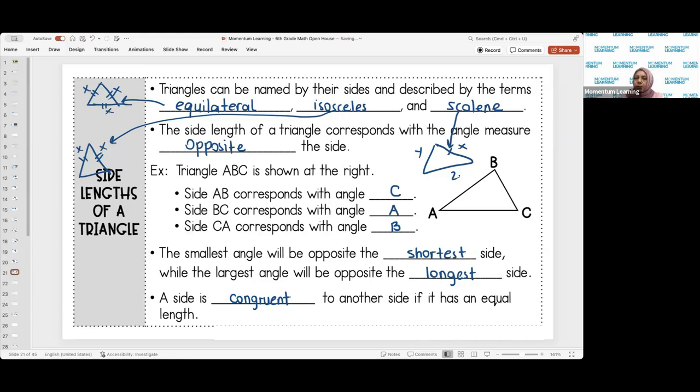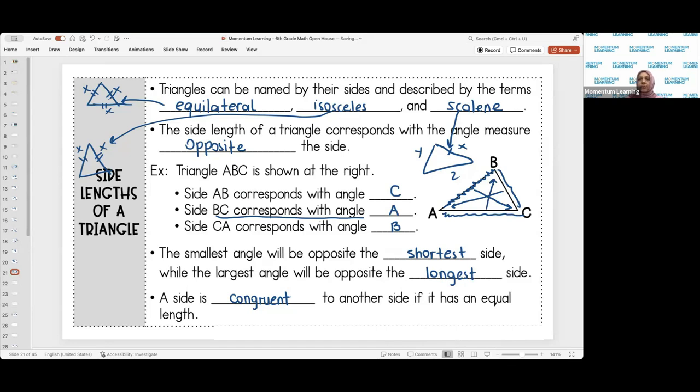Triangle ABC is shown at the right. Side AB corresponds with angle C. So side AB here corresponds with angle C, the opposite angle, sorry. Side BC corresponds with angle A. BC is here, so it corresponds with the opposite angle, which is A. And if we mention the side AC, it is related to the opposite angle, which is B.